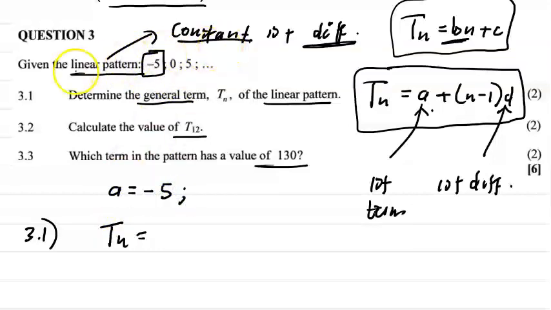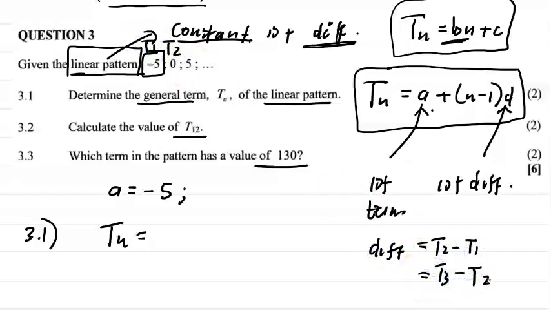And the common difference, remember that they told us that this is a linear pattern, so it has a constant first difference or a common difference. How do we find the common difference? You see here, this is term 1 and this is term 2. So the difference is as follows. The difference is equal to term 2 minus term 1 is equal to term 3 minus term 2, and so on and so forth. So term 2 minus term 1 will be 0 minus minus 5, which will give you positive 5. So the common difference is 5.